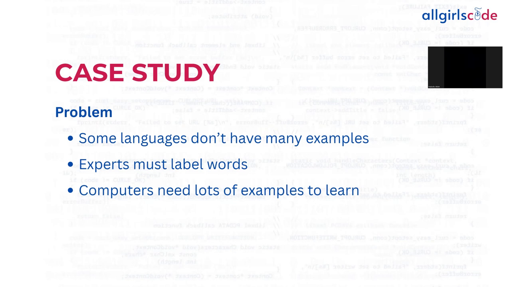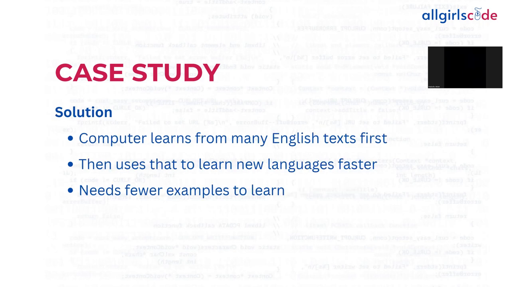We also have a second problem, which is that it usually takes a lot of time for experts to actually label the words. And finally, machines often need lots of examples to actually learn well. Here comes our solution. First, you're going to let your computer learn from English because we have tons of examples. Then, in case you want to identify Arabic, you're going to use that knowledge to understand new languages, in this case Arabic. Or you can even use it to understand and identify Lebanese dialects.